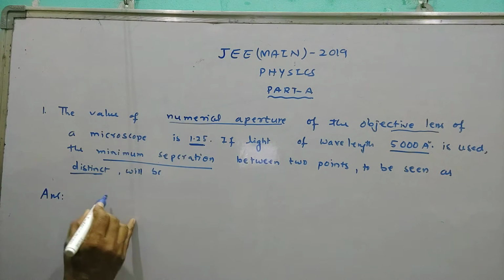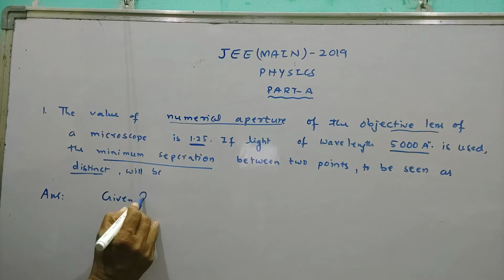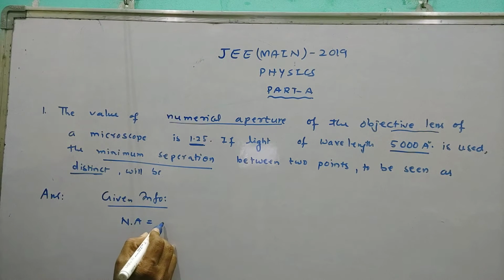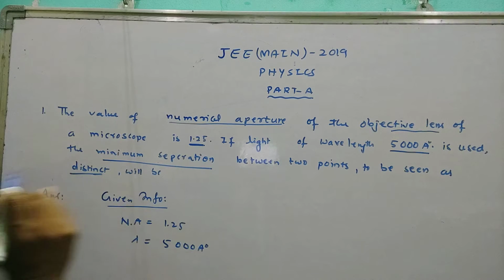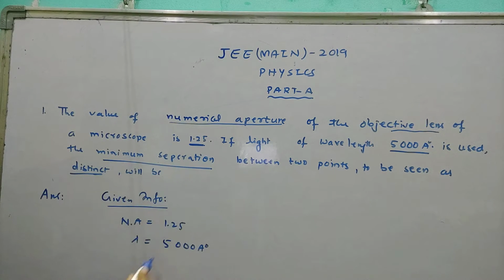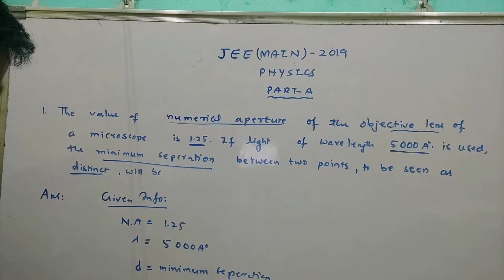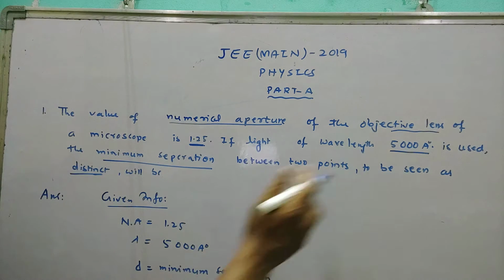So here, given the numerical aperture, given info: numerical aperture is equal to 1.25, lambda, the wavelength, is equal to 5000 angstroms. So what we have to calculate? Minimum separation between two points to be seen as distinct.